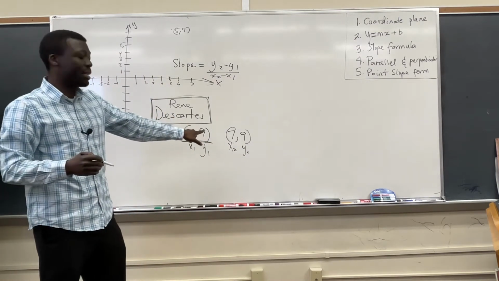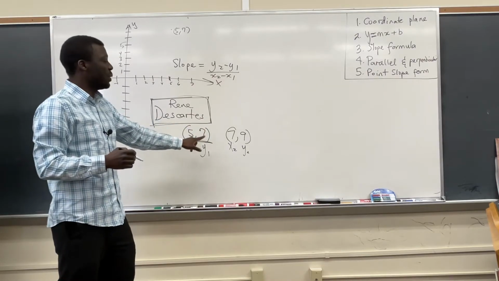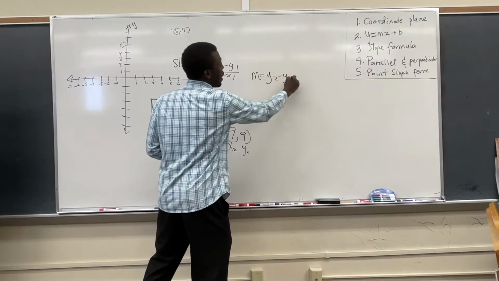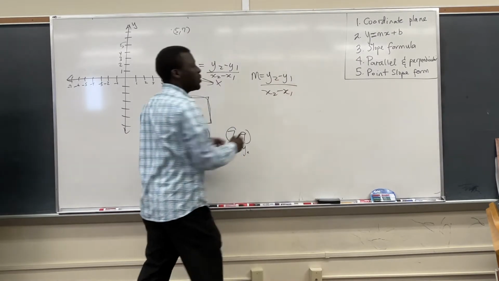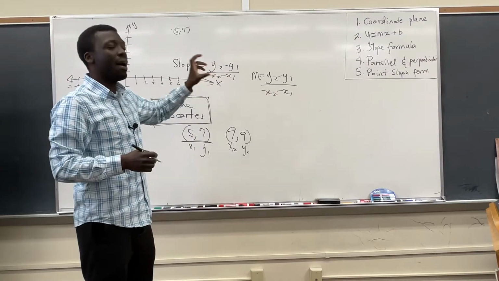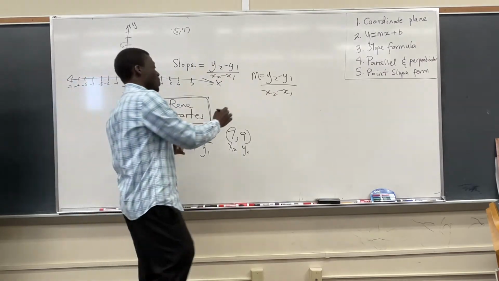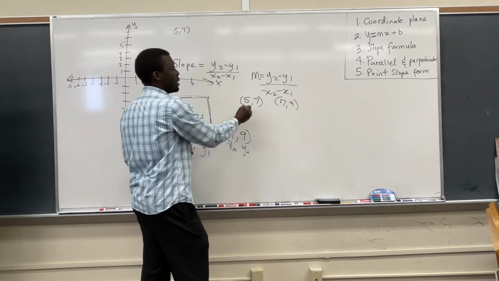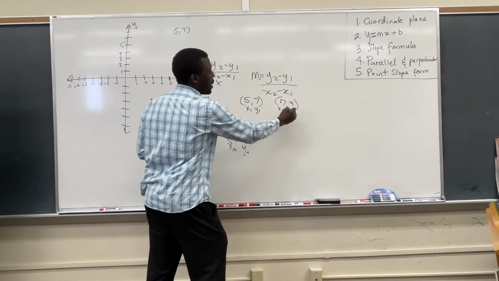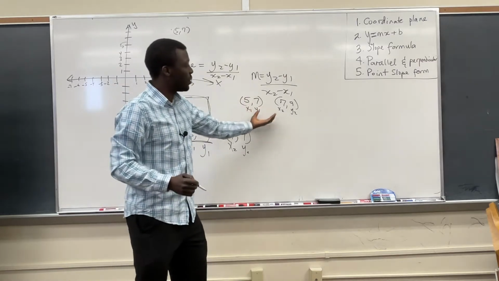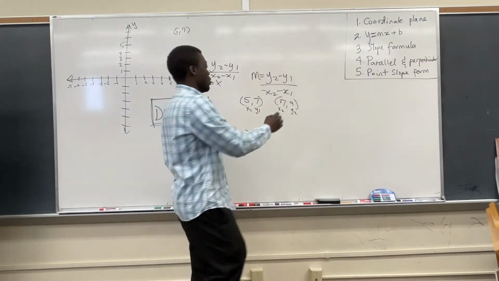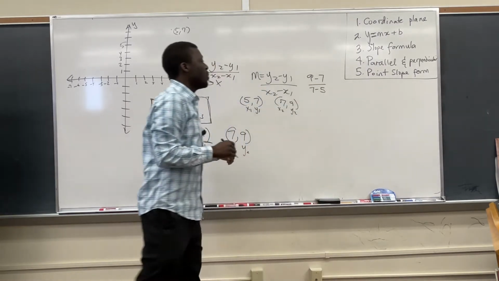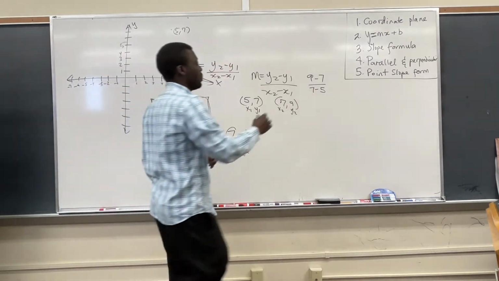So if we're using that, we have y2 minus y1. It's always good to write whatever formula you're working with out first, and then plug in the values. So we have (5, 7) and (7, 9). So this is x1, y1, and x2, y2. Now I just take all these values and plug them into the formula. So we have 9 minus 7 divided by 7 minus 5, which becomes 2 over 2.